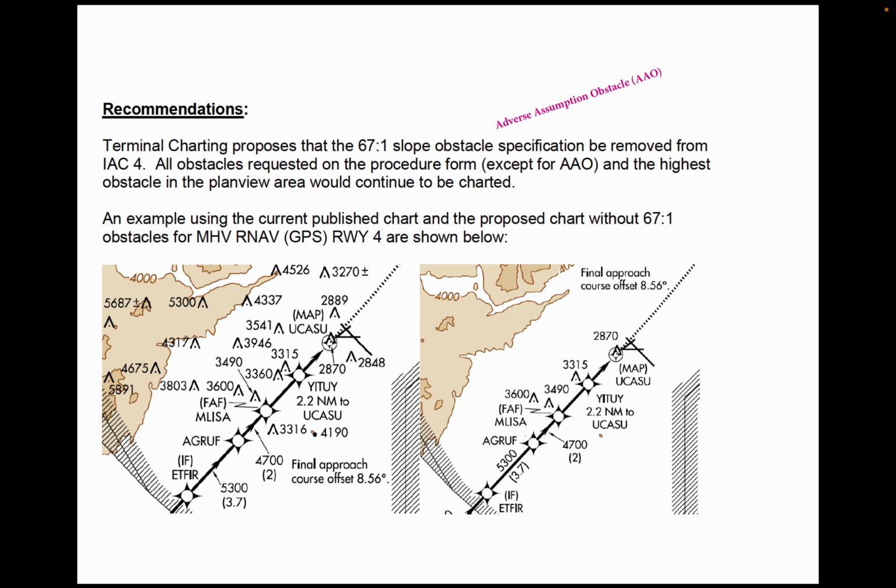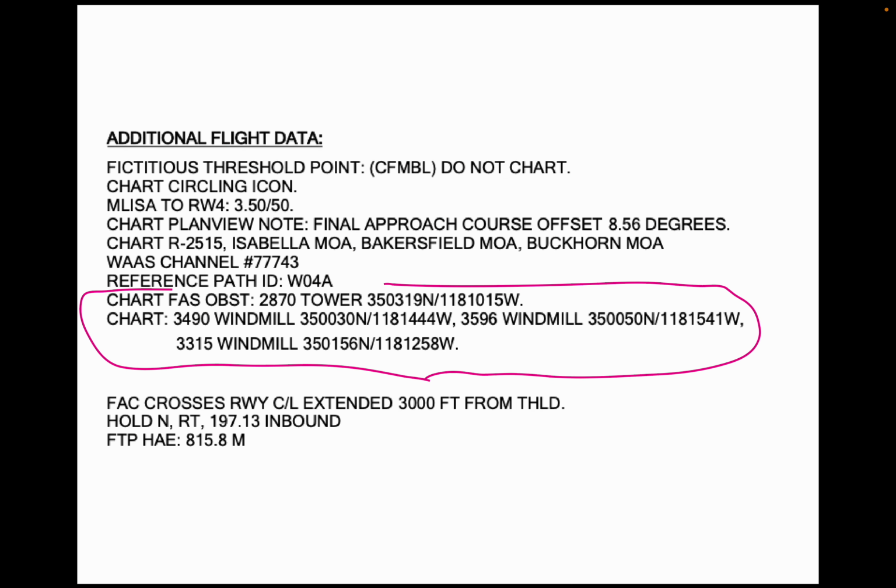But before we do that, notice there's obstacles, but you see that little 4190 there? That's a spot elevation. You see those also on the chart. They're also, according to the way that this is being depicted, going to go away. So as we look here, what are those obstacles that remain?